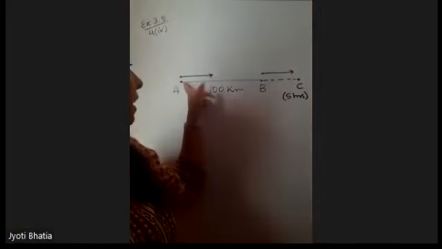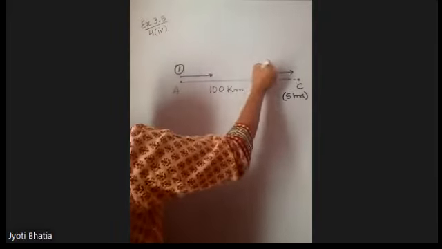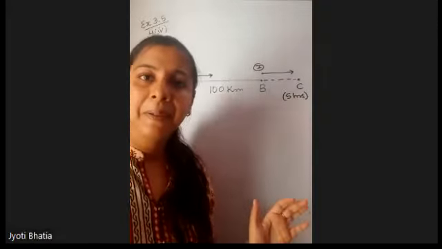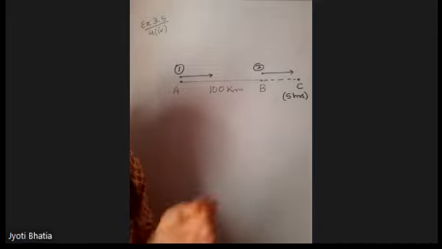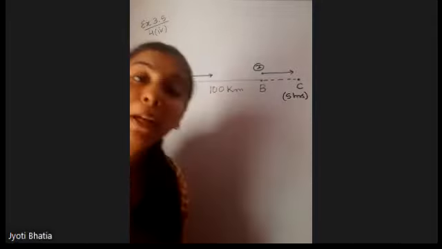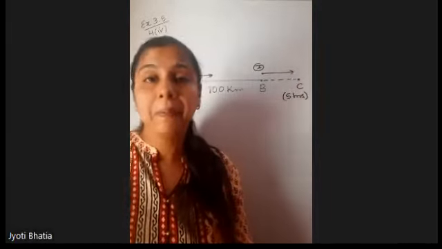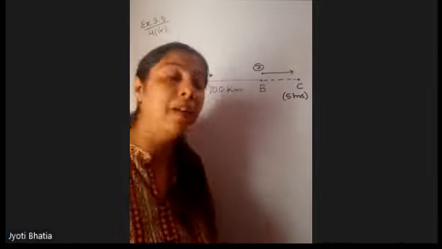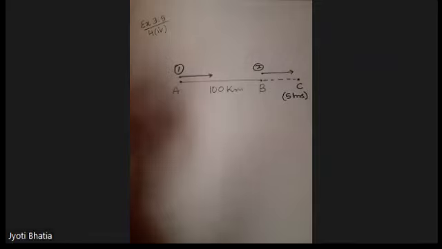Let me give them names: let it be car 1 and let it be car 2. Both the cars are reaching C in 5 hours. But A started behind, so car 1 covered how much more distance than car 2? 100 kilometers. Car 1 traveled 100 kilometers more. So obviously the speed of the car starting from A is greater than the speed of the car starting from B. This basic point, children, you have to keep in mind. Is that okay?